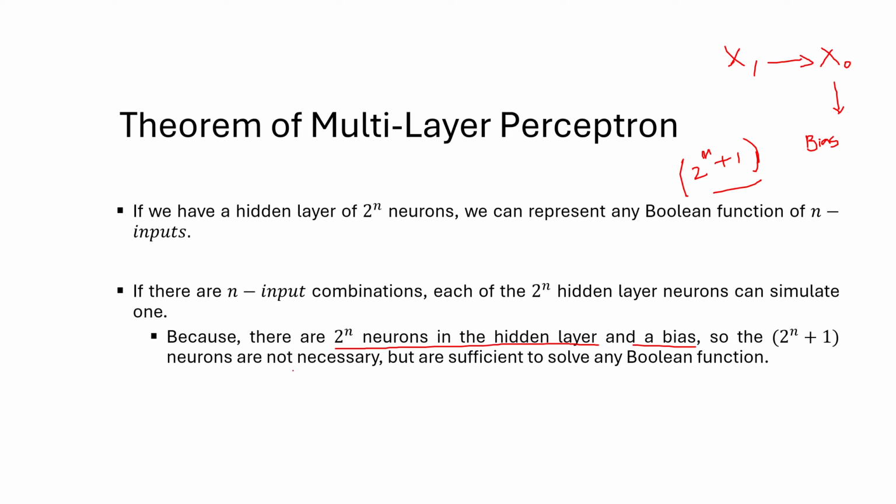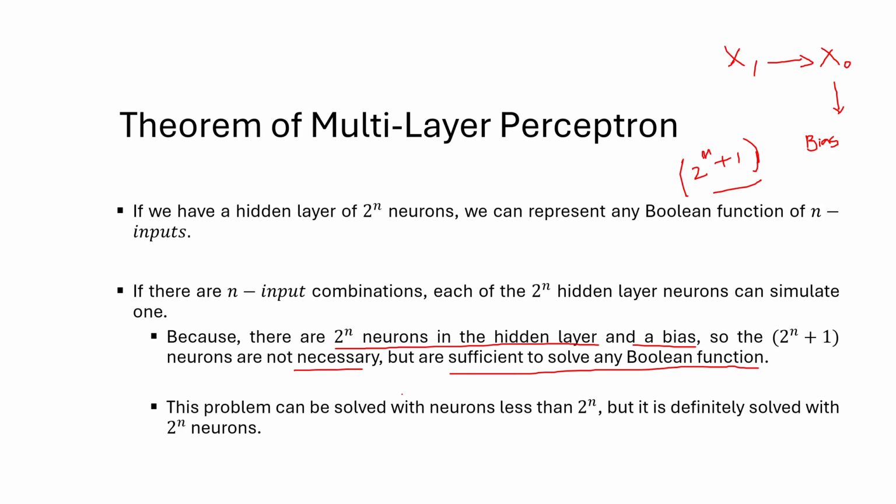They are not always required, but they are sufficient to solve any Boolean function. It is possible that the same Boolean function could be solved with fewer than 2 raised to the power n neurons in the hidden layer, where 2 raised to the power n are the neurons, plus 1, which is the bias. But it will definitely be solved with 2 raised to the power n neurons in the hidden layer.